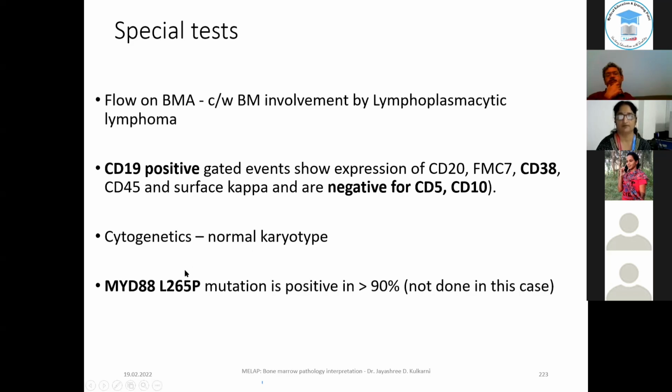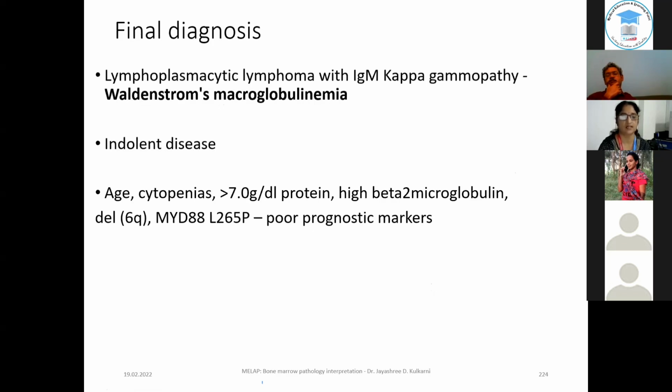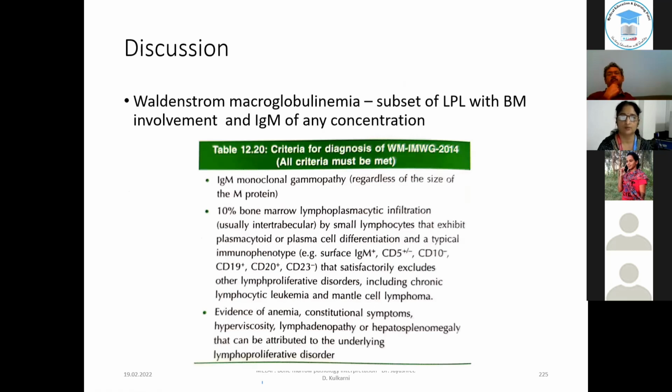So a confirmatory test for LPL is the MYD88 L265P mutation. This is positive in more than 90% of the cases. So the final diagnosis was lymphoplasmacytic lymphoma with IgM kappa gammopathy, the Waldenstrom's macroglobulinemia. This is quite an indolent disease, but certain factors like age and cytopenias, high beta-2 microglobulin, associated deletion 6q, and this MYD88 mutation are poor prognostic markers. So these are the criteria to call it Waldenstrom's macroglobulinemia.